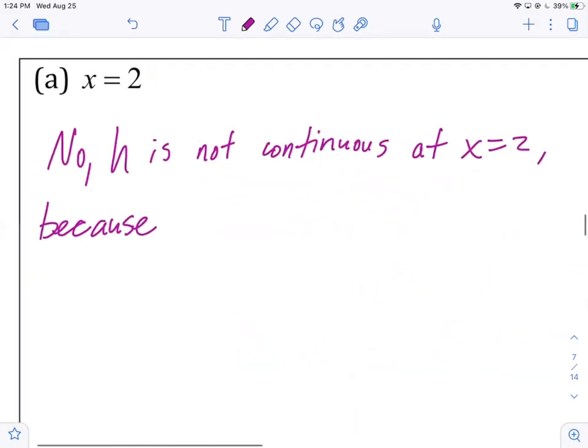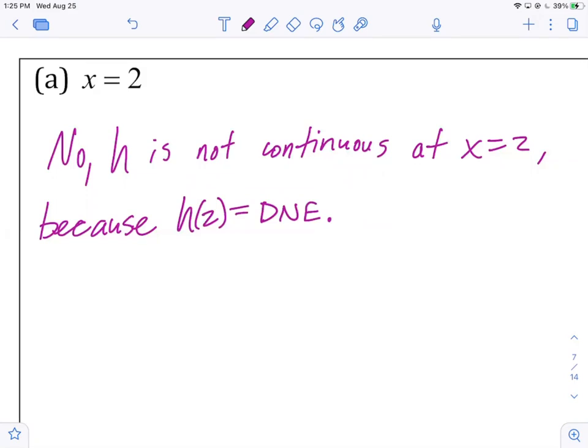No, H is not continuous at x equals 2 because H of 2, you could either write out does not exist, or you could put equals DNE, which I don't know if I've said it yet, but of course DNE stands for does not exist. Yeah, boom. Okay. So that would be, you know, if you already had it factored.